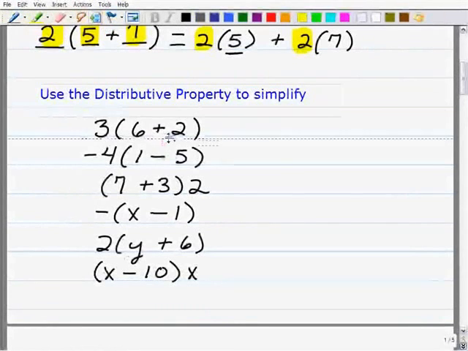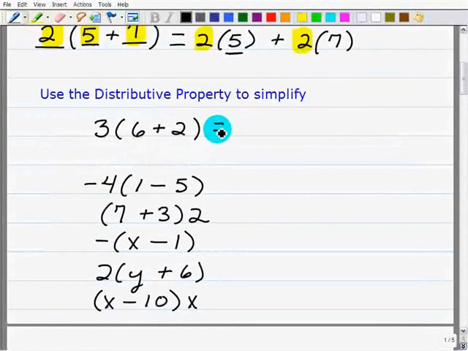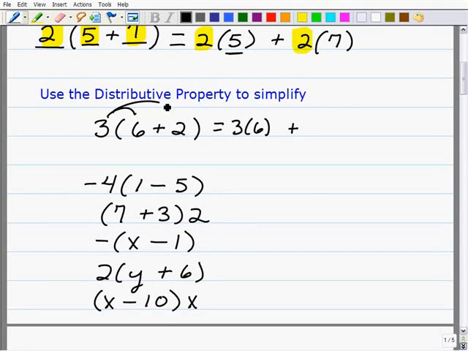All right, so our first problem is going to be 3 times 6, which you could write it this way, 3 times 6. However, if you know what the product is and you trust yourself, you could just go ahead and write 18. But let's go ahead and do this first one. We'll write it out. So that's going to be 3 times 6 plus 3 times 2.